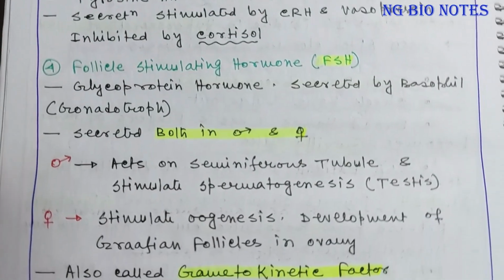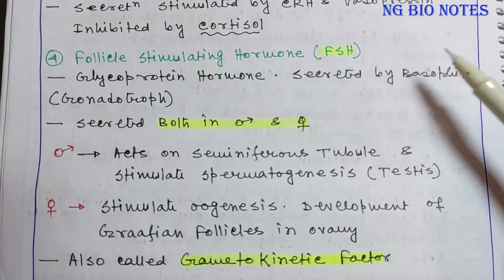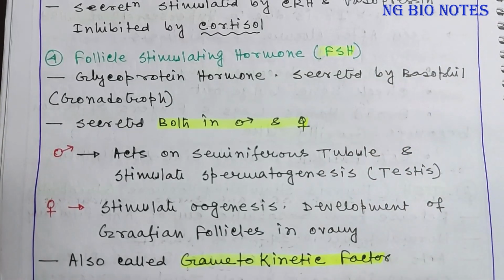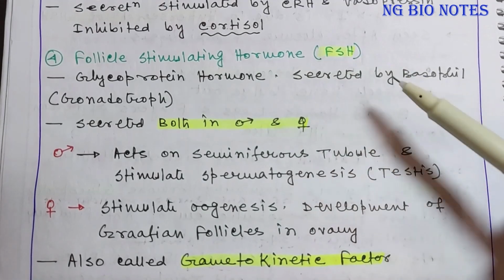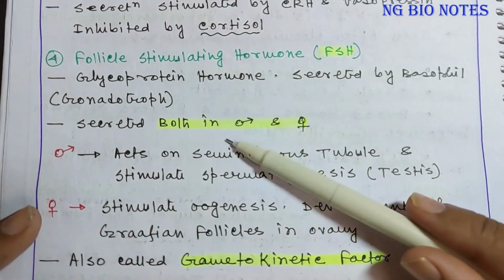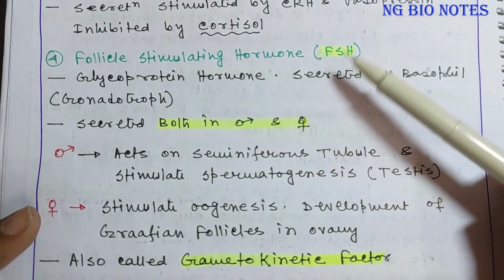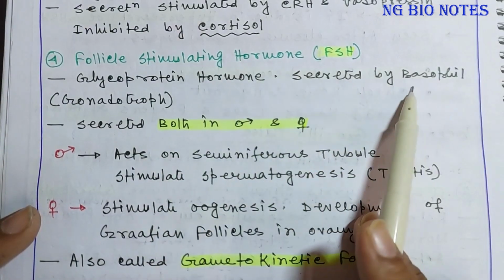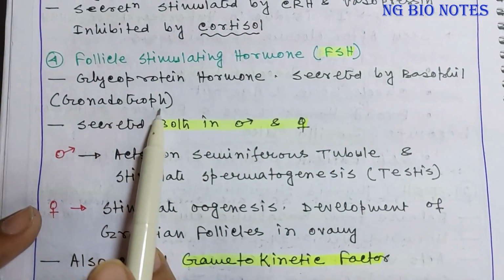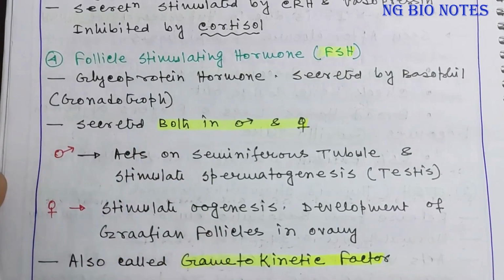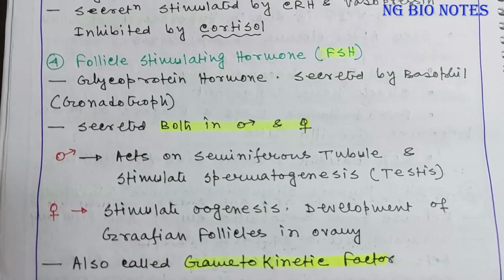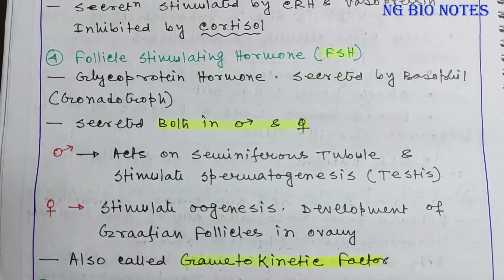And the next type of trophic hormone is gonadotropic hormone, and this gonadotropic hormone is of two types, the follicle stimulating hormone and luteinizing hormone. These two types of hormones are secreted both in male and female. So these gonadotropic hormones are glycoprotein in nature, and these are secreted from basophilic or gonadotrope cells of the pituitary gland, right?